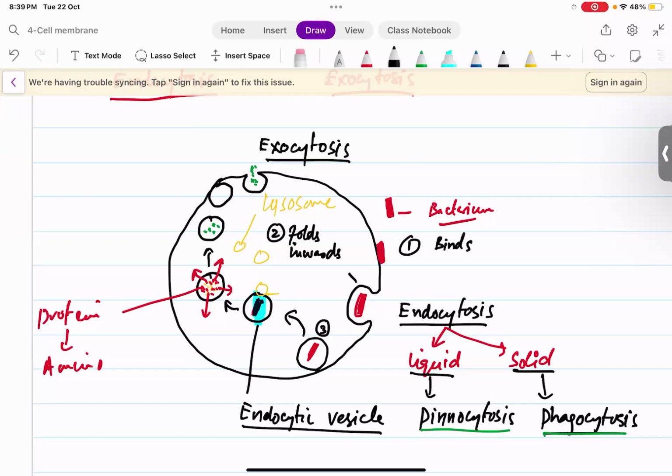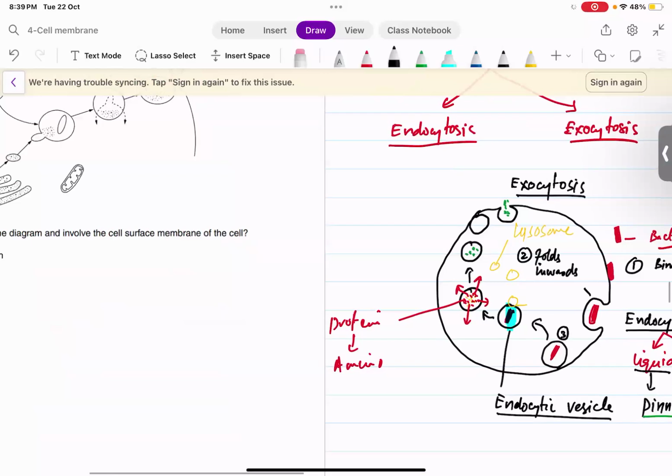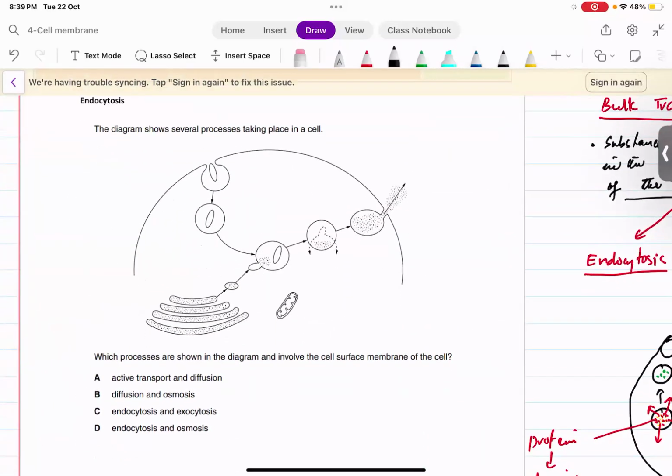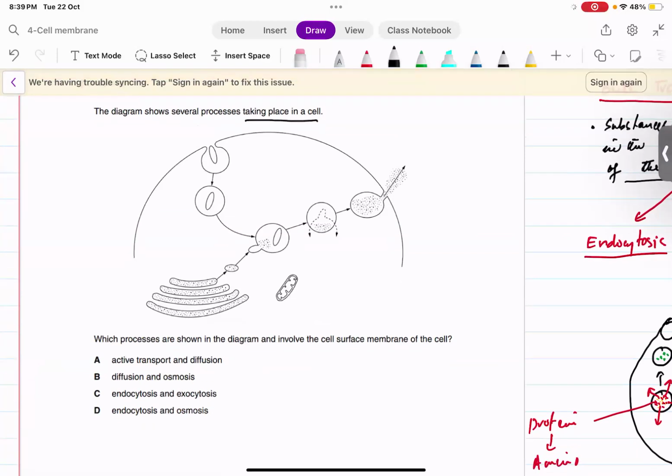Now let's see some questions on these two topics. Here we have a question on endocytosis. The diagram shows several processes taking place in a cell. Which processes are shown in the diagram and involve the cell surface membrane of the cell? You see the contents are being expelled out here. So this is exocytosis.